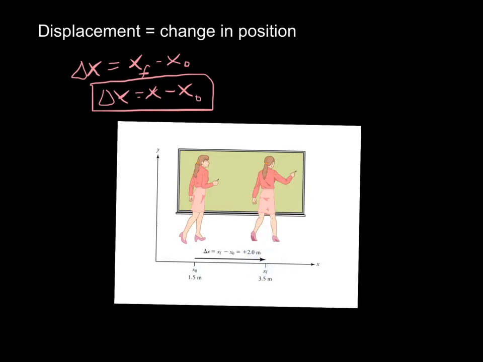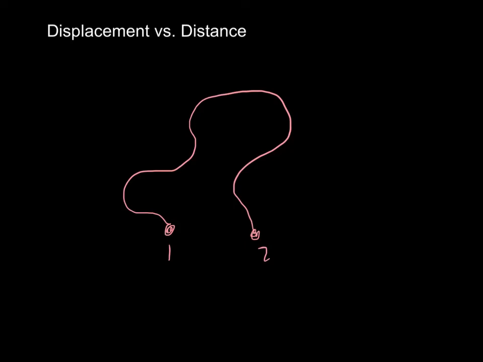Now displacement, you might notice, is kind of similar to distance, like how far we've gone, but there's a very slight but important distinction here. So let's take, for example, somebody starts at position 1 here, and they walk around in a path like this and end up at position 2 over here. The distance that the person travels is the total length of this path. So distance is total length of the path. So if we were to measure all along this path, how many meters that was, that would be distance.